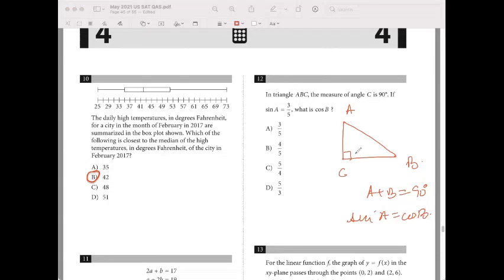Because if sine A is 3 by 5, then this is 3 and this is 5, opposite over hypotenuse. And that's the same as cos of B, because for B, 3 is the base. So if sine A is 3 by 5, then cos B is also 3 by 5, option A.